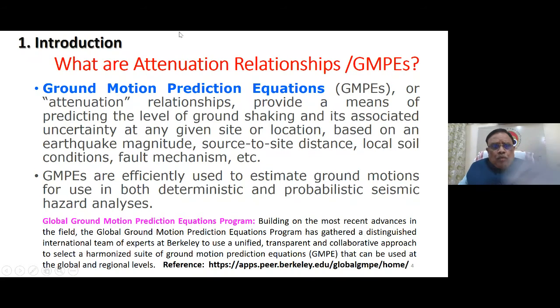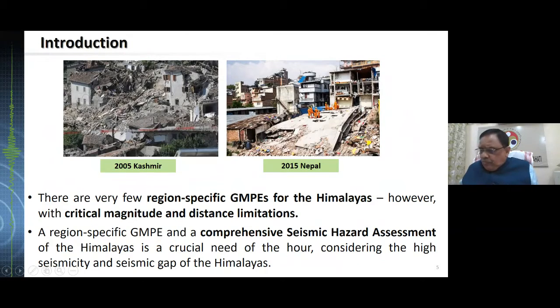The next part is this area, India, that we talk about. There are very few region-specific GMPEs for the Himalayan region. Very recently, about 10 to 15 years ago, people started working in this region with regional data, with critical magnitude and distance limitations. All of them suffer from some limitations, either magnitude, because not many large earthquakes have happened in this region in the last 100 years, and the distance limitations also.